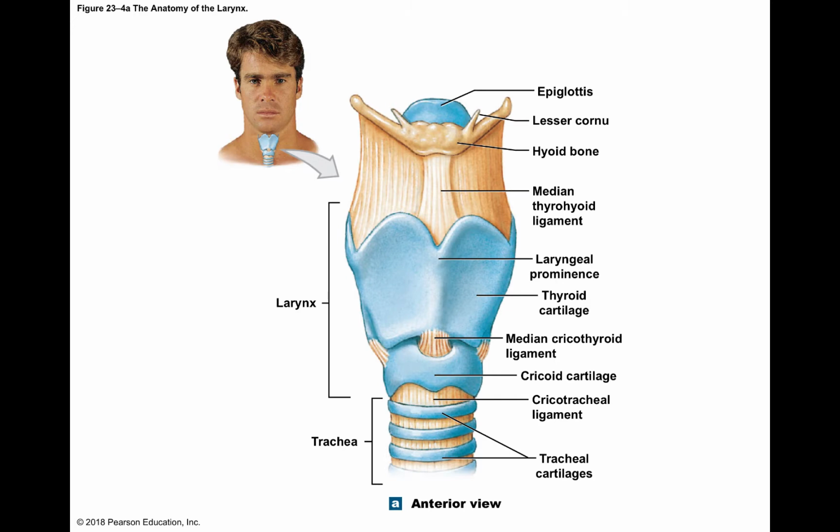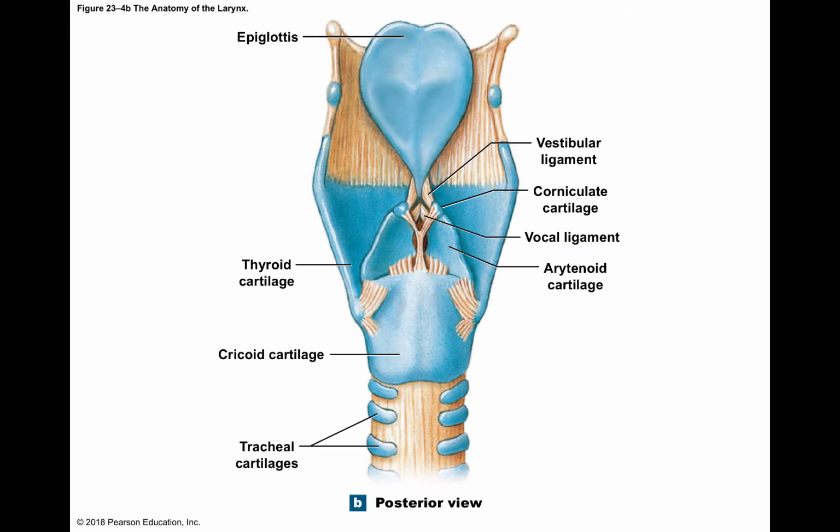Right? Now, if we look at the back side of that larynx area, we can see the thyroid cartilage again. And it doesn't really have a back to it, so it's really just a shield on the front of your throat. And then the cricoid cartilage does go all the way around, and it's actually a little bit wider on the back. And then there's the epiglottis. Okay, so the epiglottis closes over the opening going into the trachea.